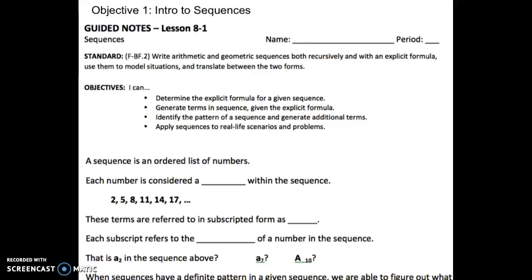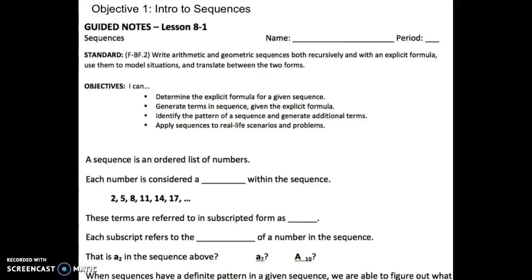eventually we're going to be able to determine the explicit formula for a given sequence, but initially we're going to determine whether the sequence is either arithmetic or geometric. And after we're able to do that, then we'll be able to determine the explicit formula and then generate terms in a sequence given the explicit formula and identify patterns of a sequence and generate additional terms. And then we might be able to get to apply sequences to real-life scenarios and problems if we have time.